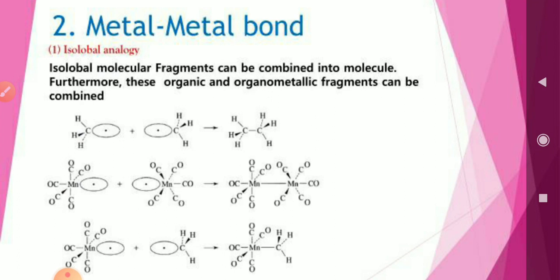The isolobal molecule fragments can be combined into a molecule. These organic and organometallic fragments can be combined: CH3 free radicals combine and give CH3-CH3. Now the metal fragments also combine and give Mn2(CO)10. The metal fragment and CH3 combine and give Mn(CO)5CH3.